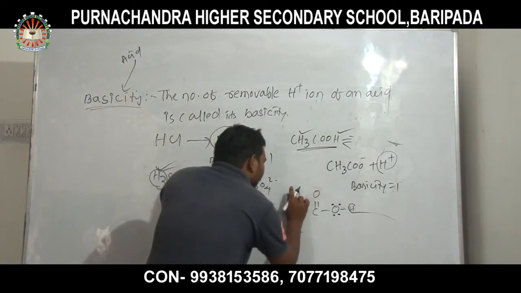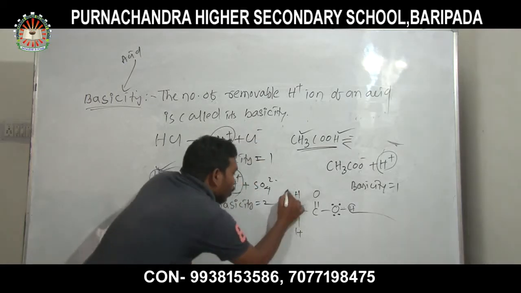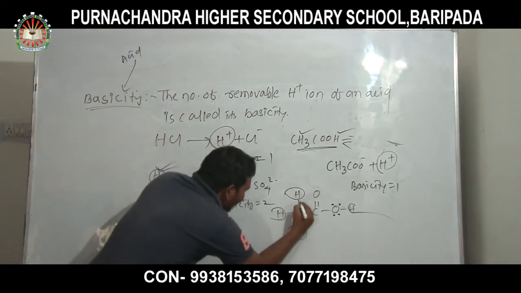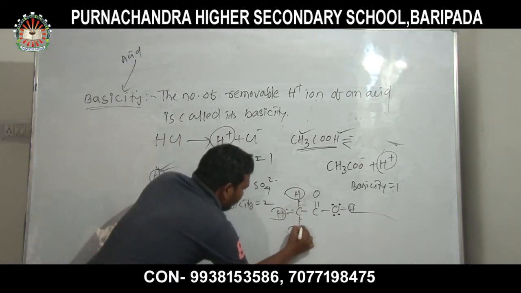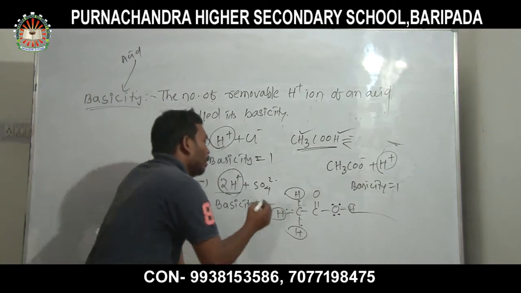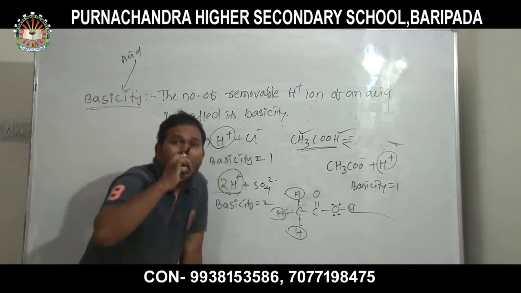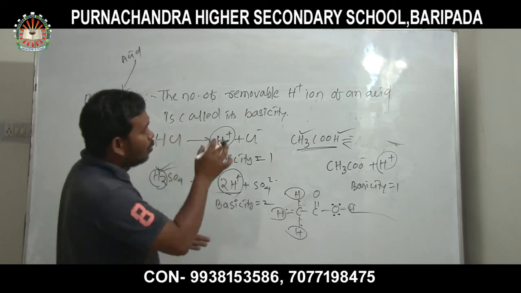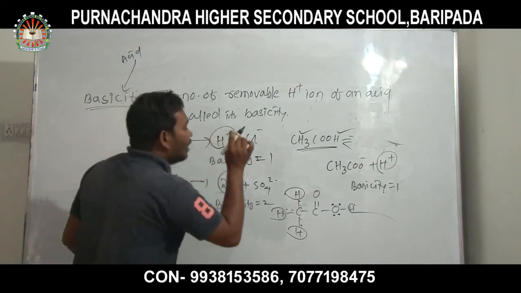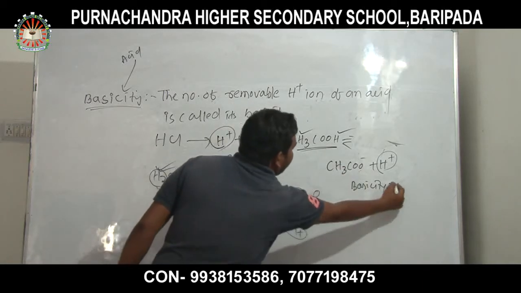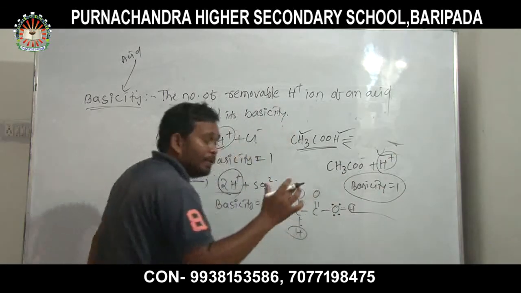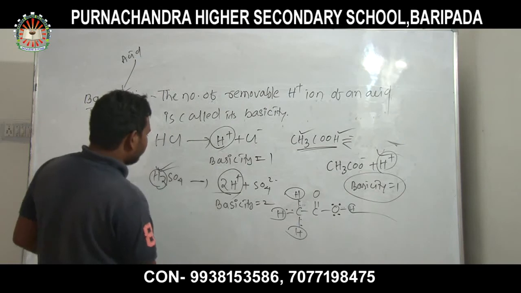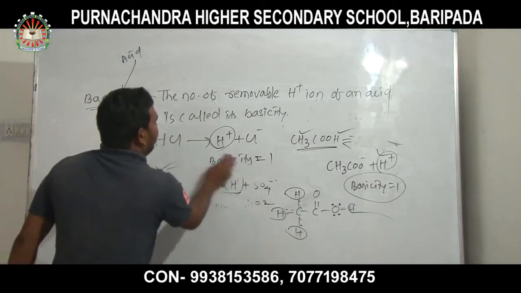Here, the 3 hydrogen atoms are not dissociated, because the carbon is attached to hydrogen with a covalent bond. Thus, hydrogen atoms which are attached to the carbon atom are not removed as ions. Thus, the basicity of acetic acid is 1, because the number of replaceable or removable H plus ions is 1. Then we proceed. The next one is nitric acid.